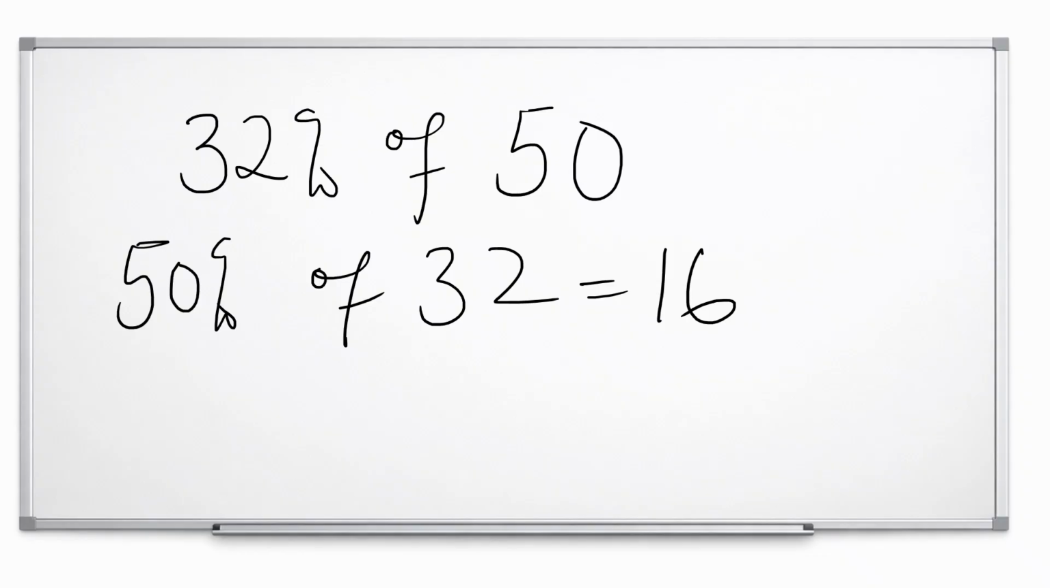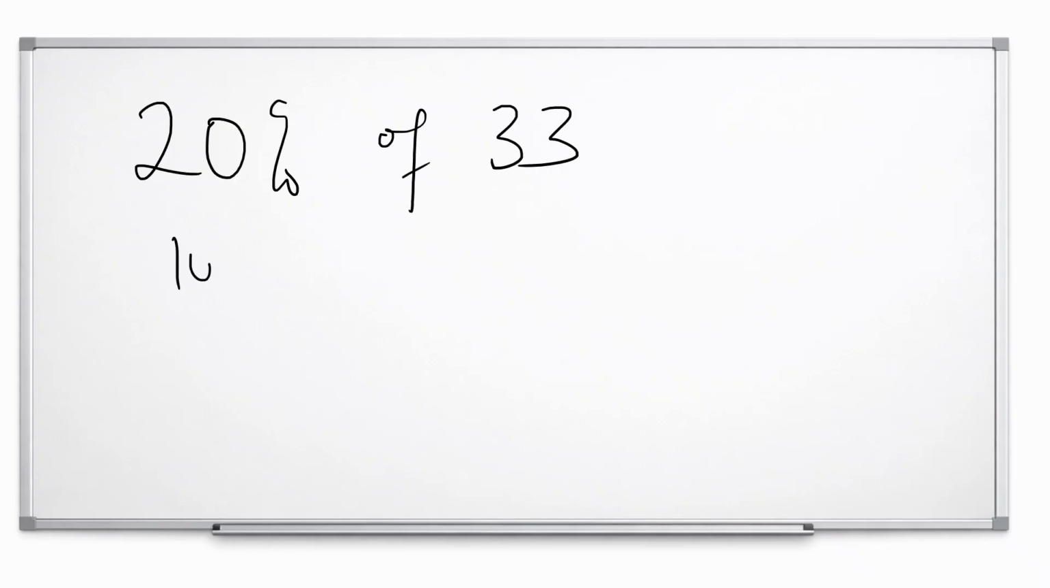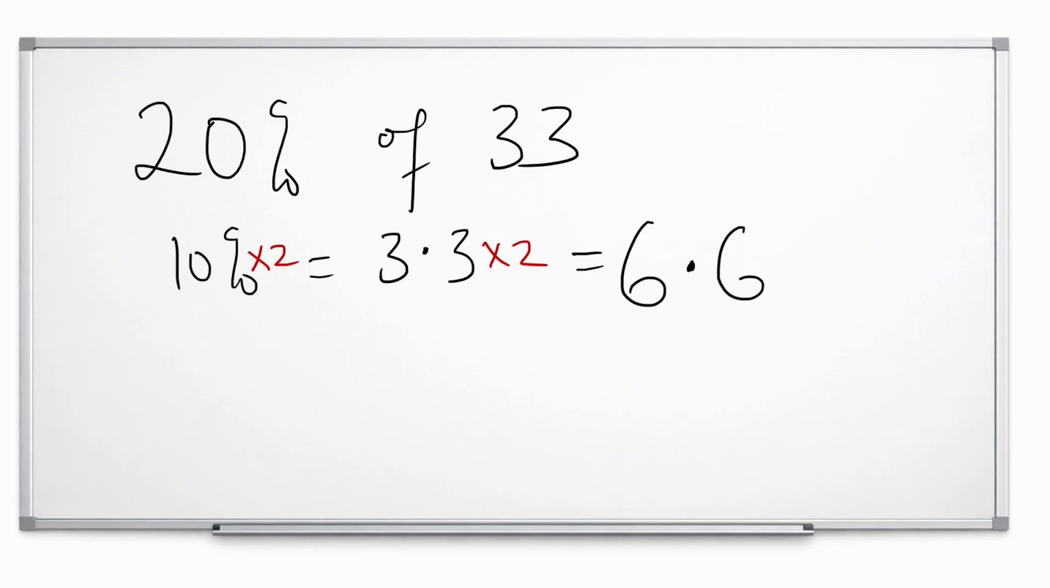Now, let me give another example here. If you have 33% of 20, this is equivalent to saying we have 20% of 33. Now, here, let me rewrite this. It means you have 20% of 33. Recall, what is 10% of 33? Which is 3.3. So to get 20, you multiply this by 2. And this is going to be 6.6. Can you see that? Yes. And this is going to take us to trick number 4.